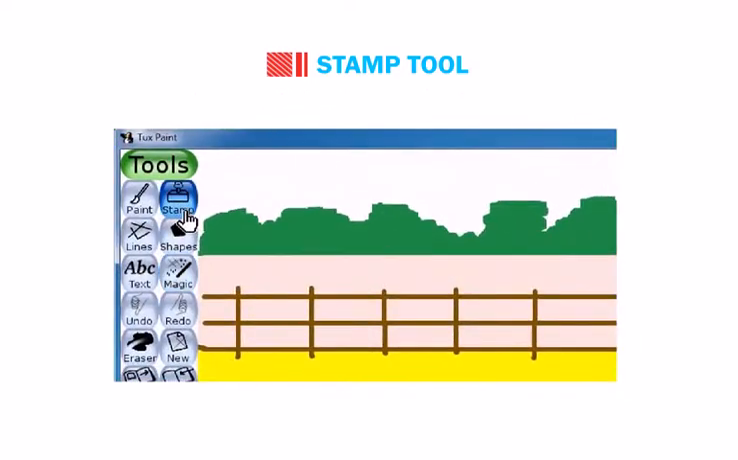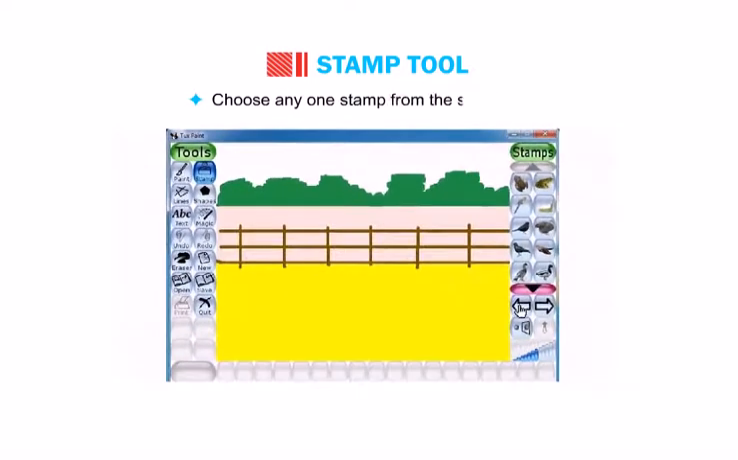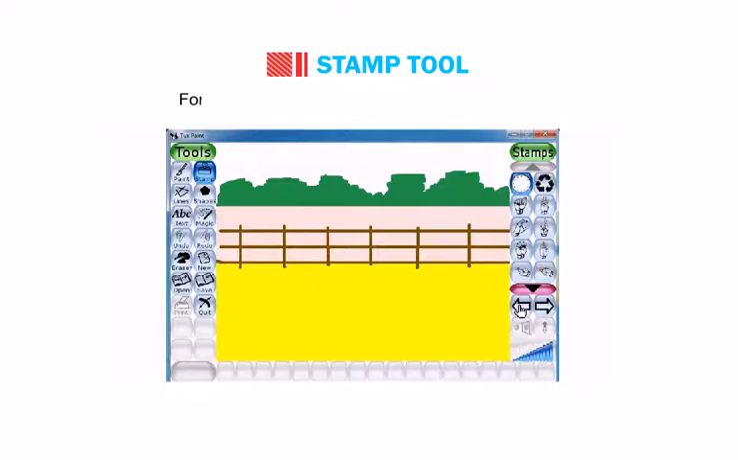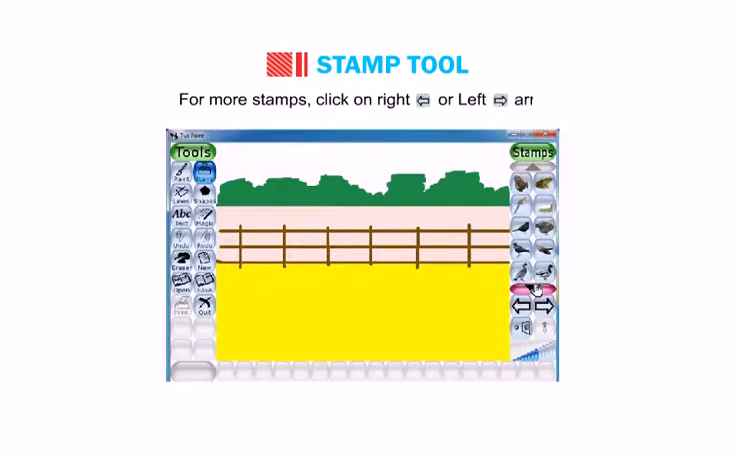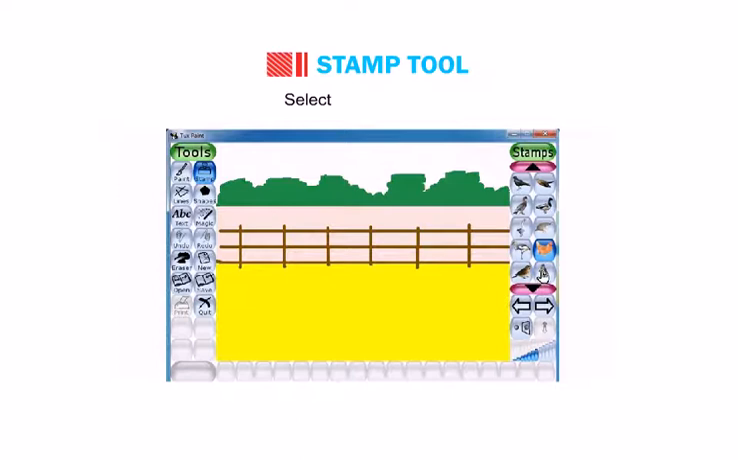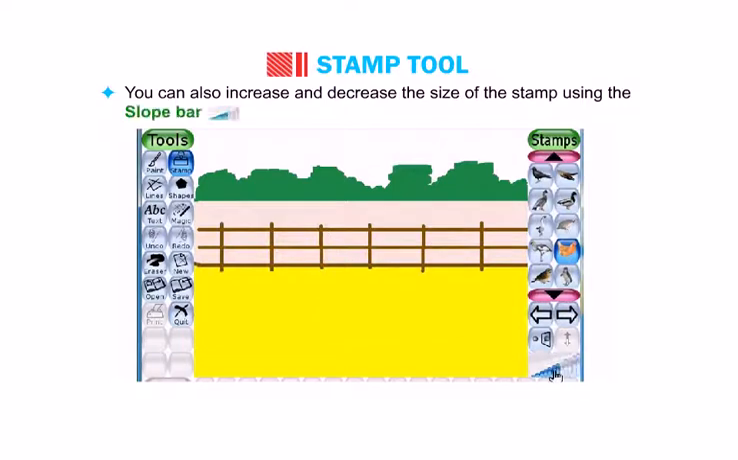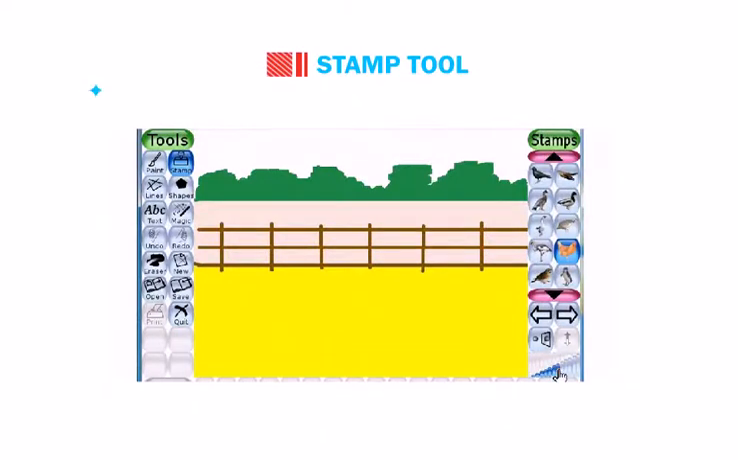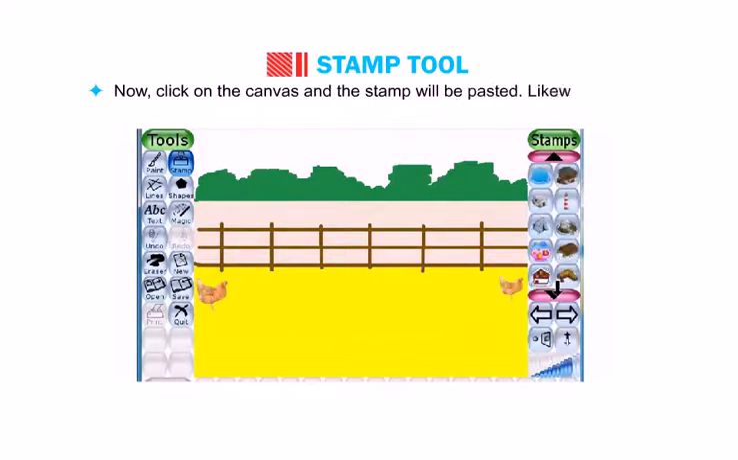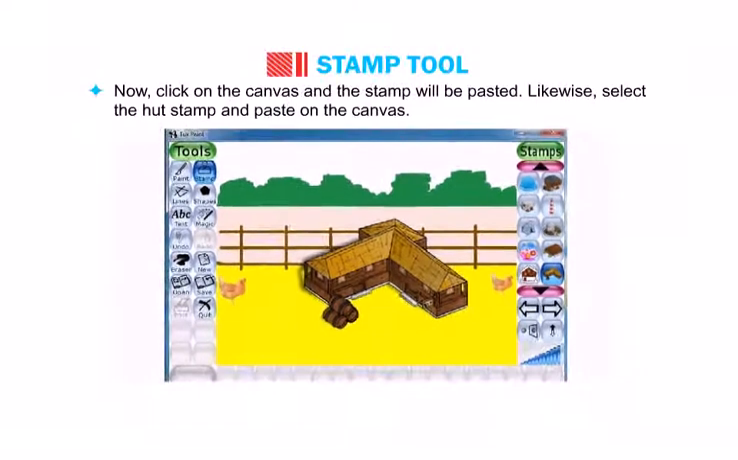Click on the tool. Choose any one stamp from the sub-tool box. For more stamps, click on right or left arrow. Select the cork stamp. You can also increase and decrease the size of the stamp using the slope bar just above the colors palette in the sub-tool box. Now, click on the canvas and the stamp will be pasted. Likewise, select the hut stamp and paste on the canvas.